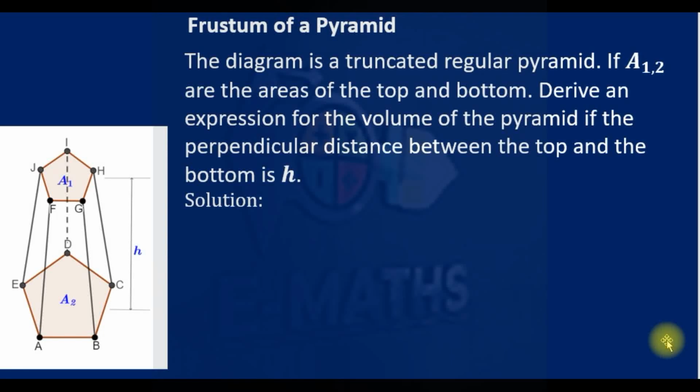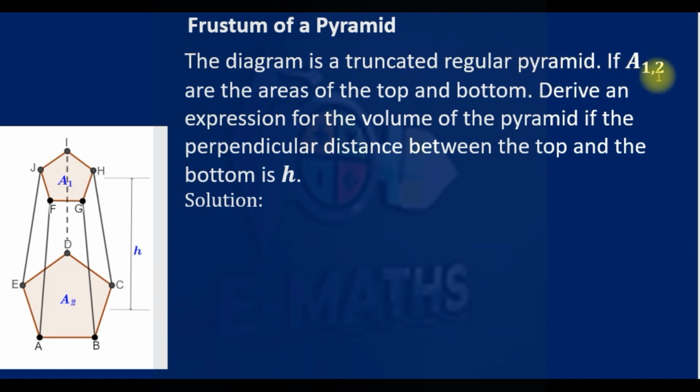Okay, we're going to look at the frustum of a pyramid. So this is the frustum, that's a truncated pyramid. What I will do is derive a special formula for the volume. They say the diagram is a truncated regular pyramid. Remember, it must be a regular pyramid.